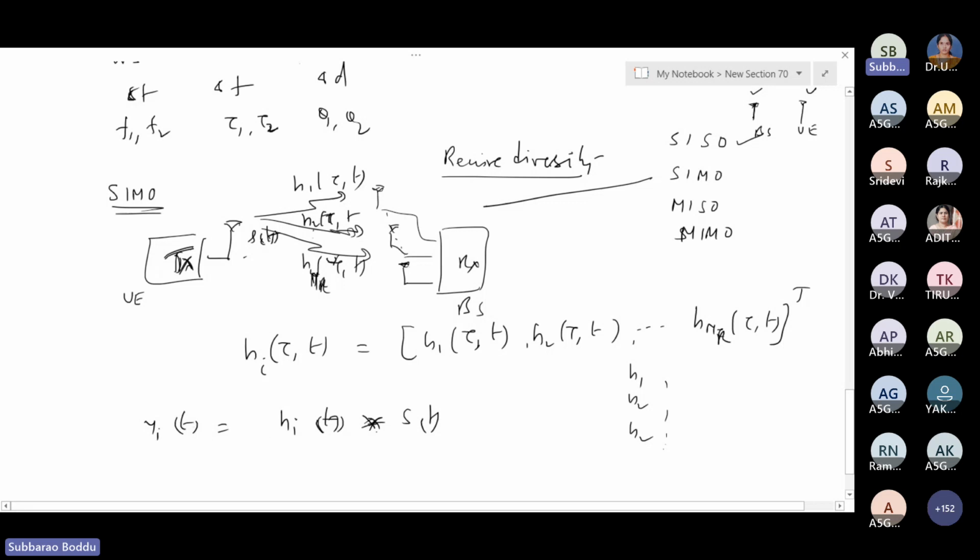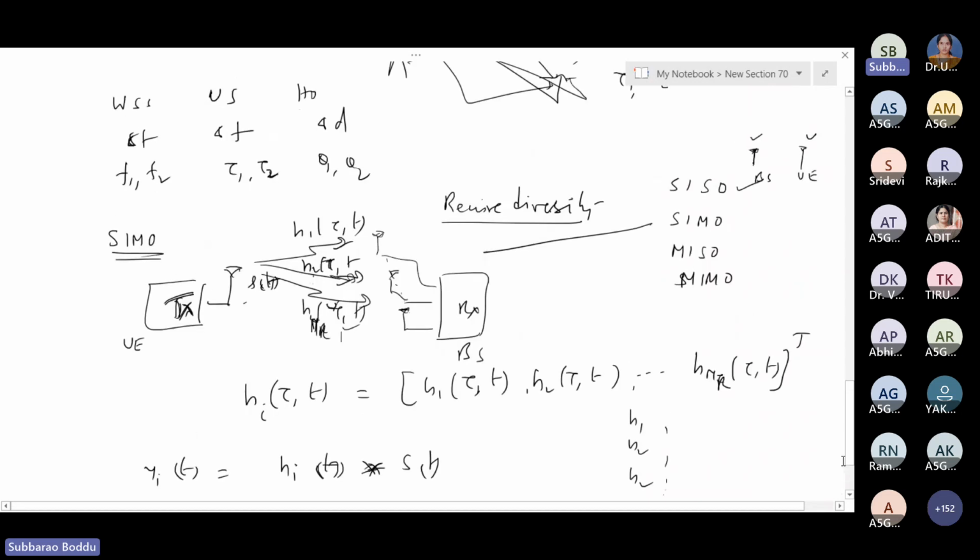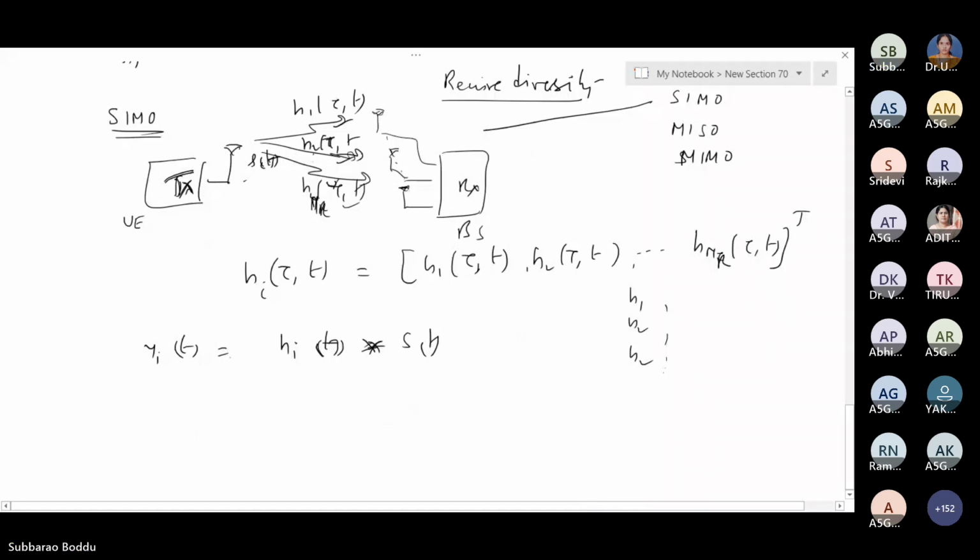So I mean to say that different copies of the same signal appear here. This is the same signal, but you can see different copies at the receiver. Each of these links, of course, has noise associated with it. This is one link, this is another link, another link. This is called the SIMO. This is called the receive diversity system. And then the transmit diversity system.